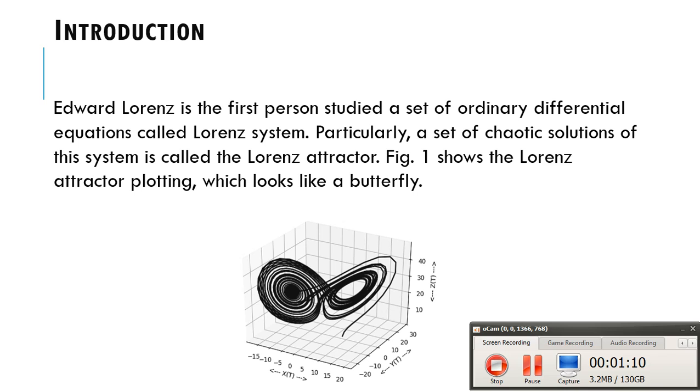Introduction. Edward Lorenz is the first person who studied the Lorenz system. A set of the chaotic solutions of this system is called the Lorenz attractor. These attractors look like a butterfly, like this figure.